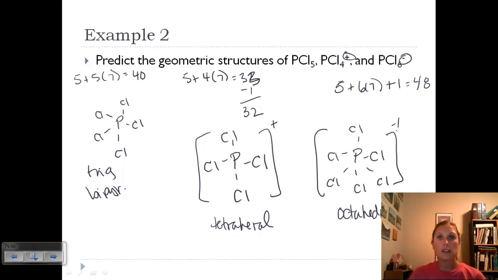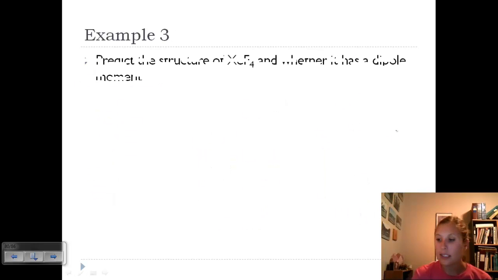Okay, so a lot of this is just knowing how many bonded pairs, knowing how many lone pairs, and then knowing the shapes. Some of them are going to be pretty familiar, like tetrahedral, bent, linear, trigonal pyramidal, trigonal planar. Those you should know. Alright, let's take a look at another example.